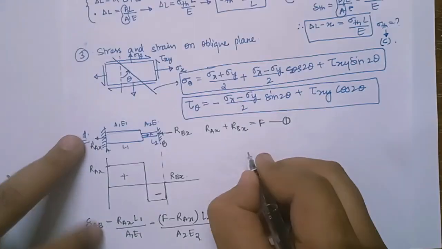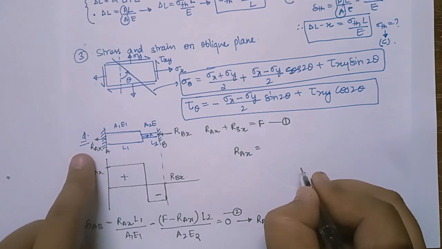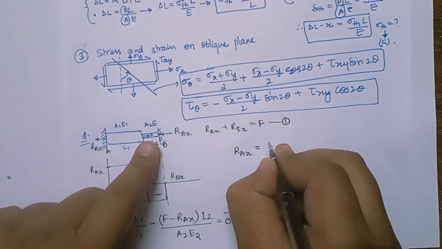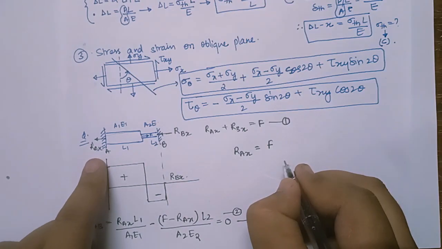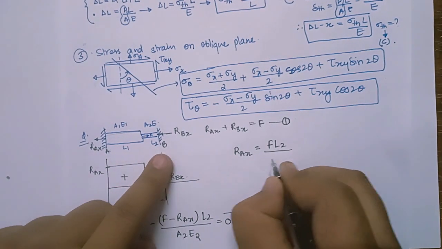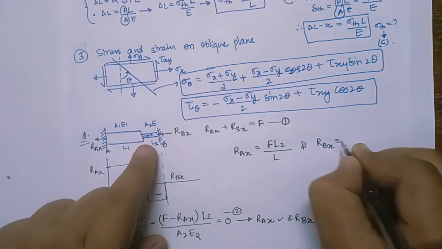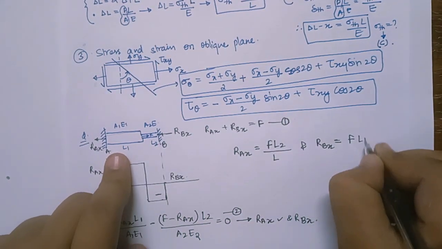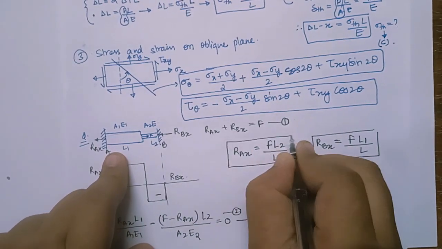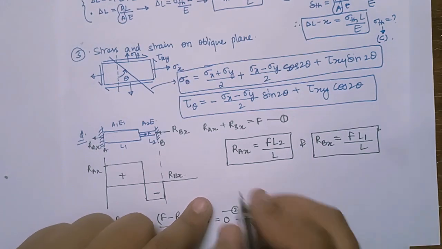So if you want to write directly, you can write RAX is equal to F, and if I am calculating RAX, I'll write F L2 upon total length L. Similarly, if I want to write RBX, it will be F, the opposite length, L1 upon L. So these two reactions are calculated, right? If I know the reaction, I can write strain energy equation as well.